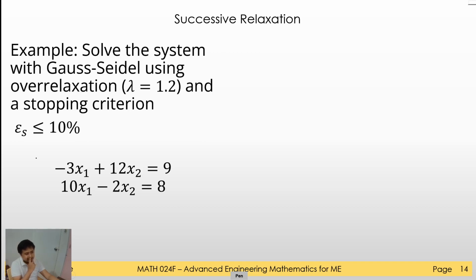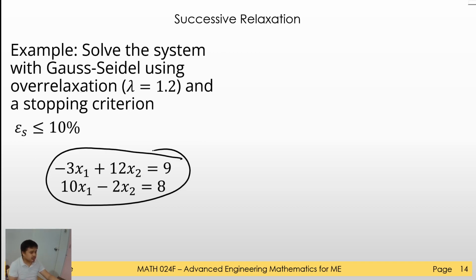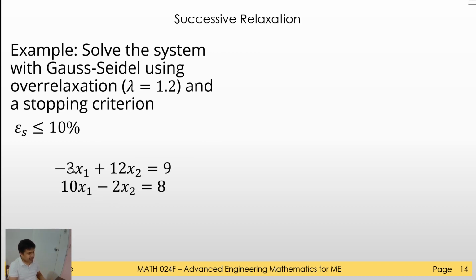All right. So again, we will check for diagonal dominance. So don't forget the diagonal dominance. As you can see here, is 3 greater than 12? No. Is 2 greater than 10? No. So as you can see, this is not diagonally dominant. So we have to interchange this to establish diagonal dominance.